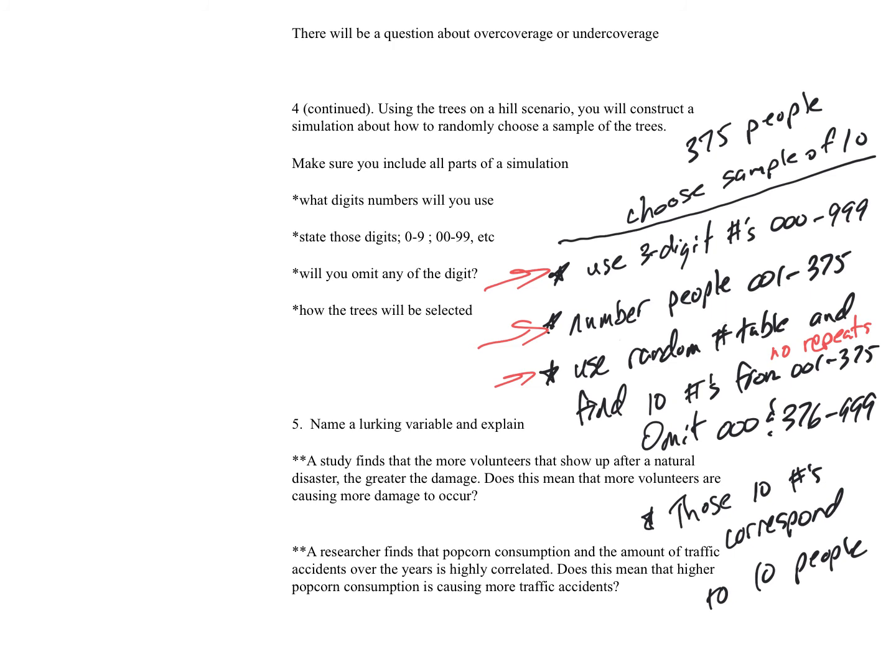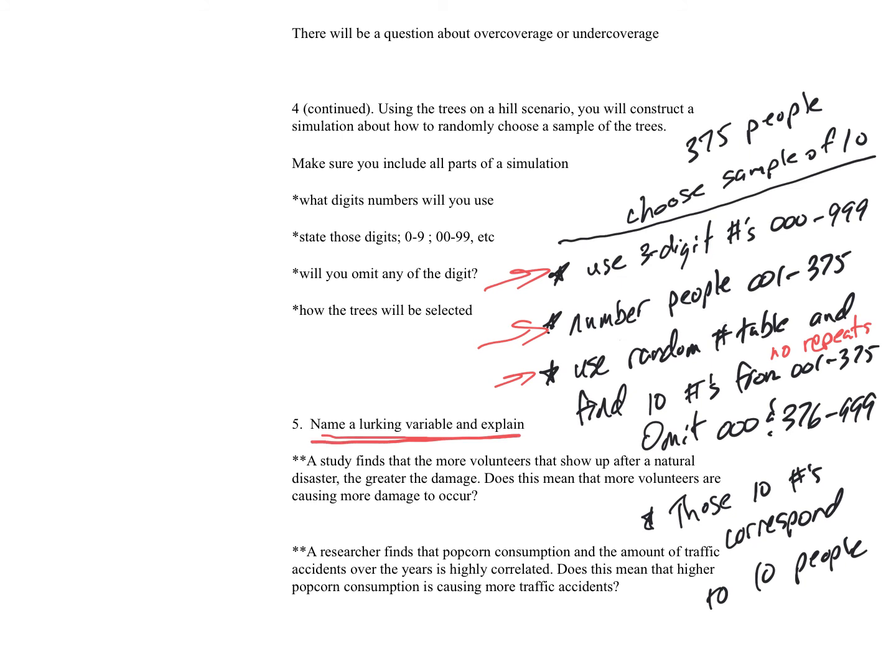When you're using your table, if you get to a number of 000 or any number from 376 to 999, you're going to omit it. And then those 10 numbers that you get will correspond to the 10 people that you're looking to choose, hence you have your sample. And now we will end up with find or name a lurking variable.